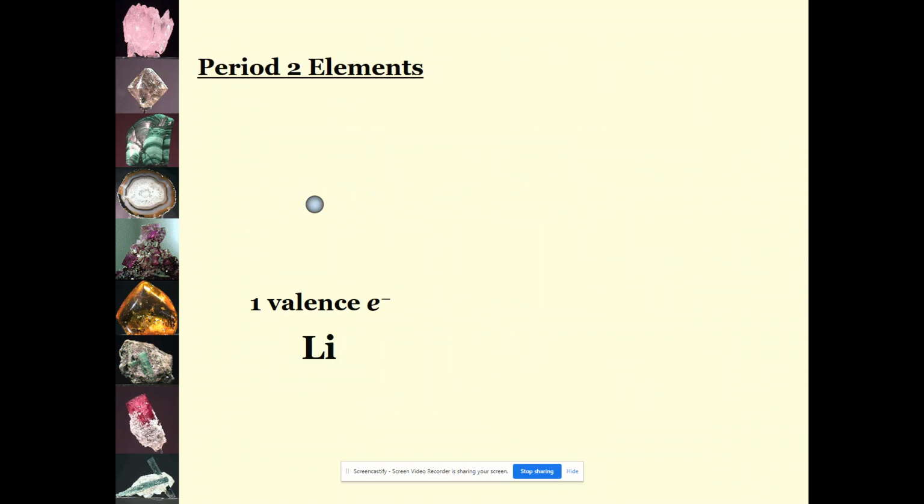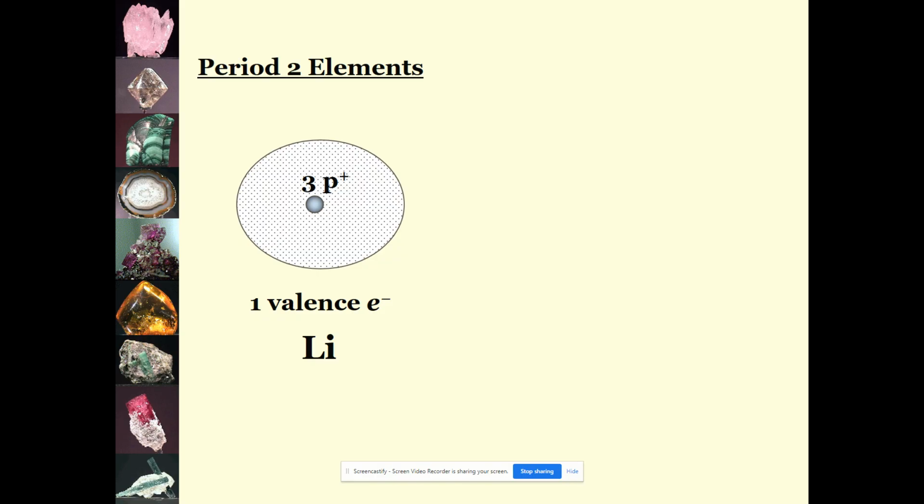So here again are some period 2 elements. Let's say we have lithium. Lithium has 2 electrons in its first energy level and 1 electron in its second energy level. Okay, but again, notice I'm really bad at drawing circles here. Let's just draw a semicircle to represent that. So 2 electrons in the first energy level, 1 in the second. So its valence level is the second energy level. It has 3 protons pulling on that level.